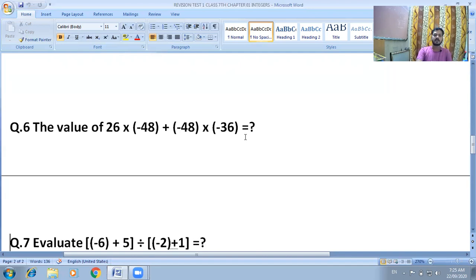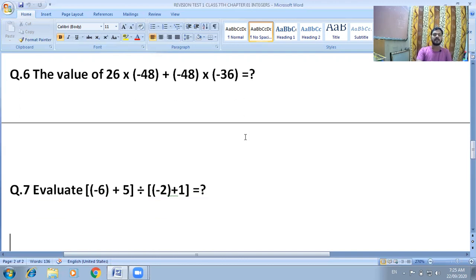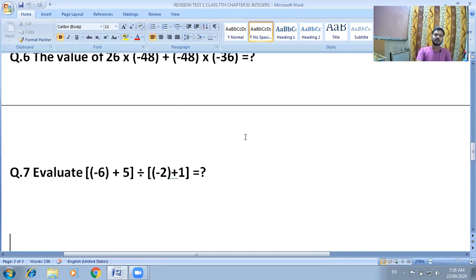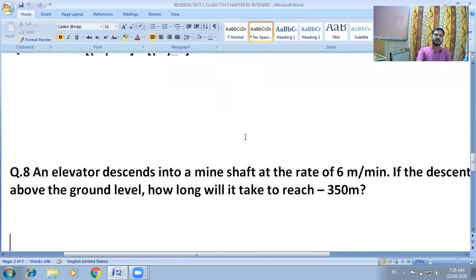Okay, understand the questions. What is the concept behind these questions? Then you can try. Evaluate minus 6 plus 5 divided by minus 2 plus 1. What are their values?